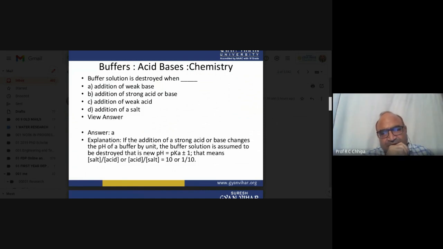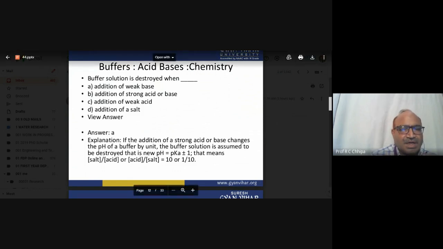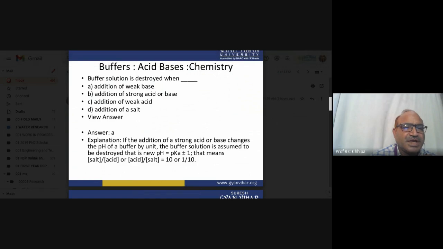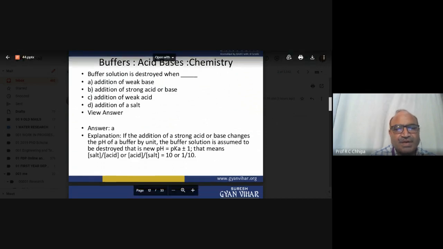If the addition of a strong acid or base changes the pH of a buffer by one unit, the buffer solution is assumed to be destroyed, and that is, the new pH is equal to pK plus or minus 1, that means a ratio of 1 upon 10. So therefore, the relevant answer is addition of the weak base.